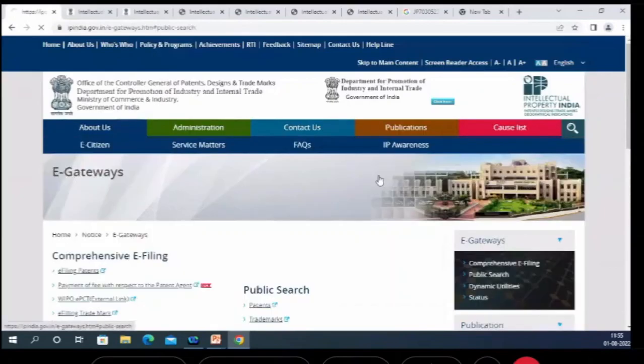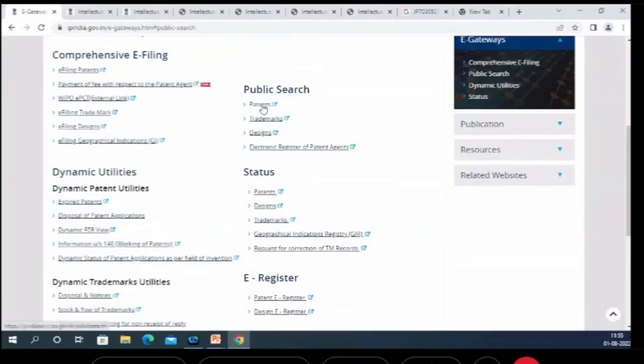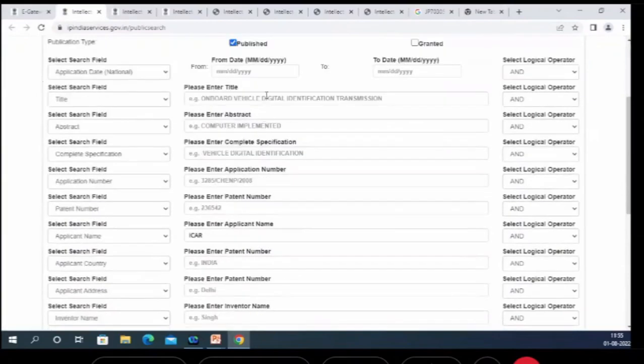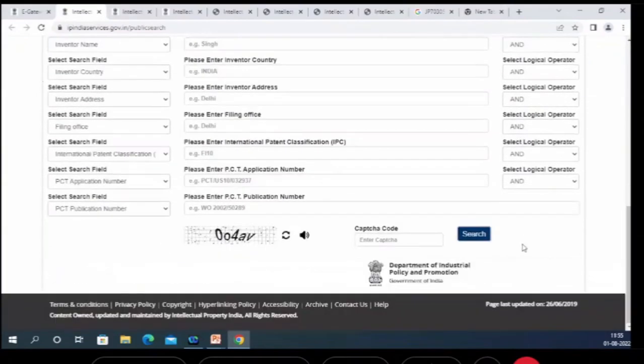This is open for the public. After this public search, you go for patents. You will be redirected to an external website. This is InPASS, the Indian Patent Advanced Search System. There are so many search fields here. You just type whatever you want, then you enter the captcha, then search. You will get results. How to protect IPR in very early stages. I am not sure exactly what you want to ask.